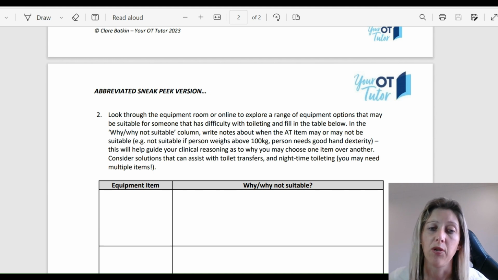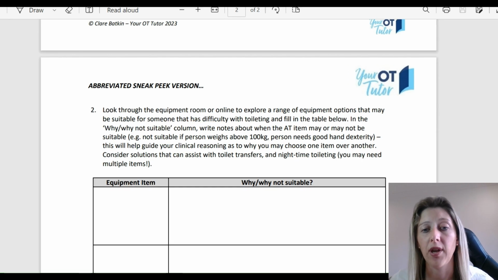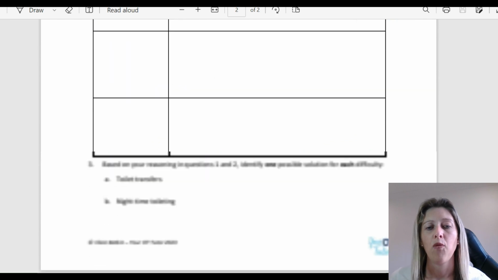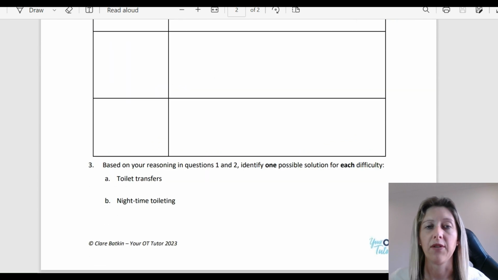For example, they could write that it's not suitable if the person is over 100 kilos, or for something else it might be that it's only going to be suitable if the person's got good hand dexterity or good shoulder range of motion. They put all that information in there, and then they can keep going to the next stage of the worksheet where they're actually trying to come up with a solution for different problems.